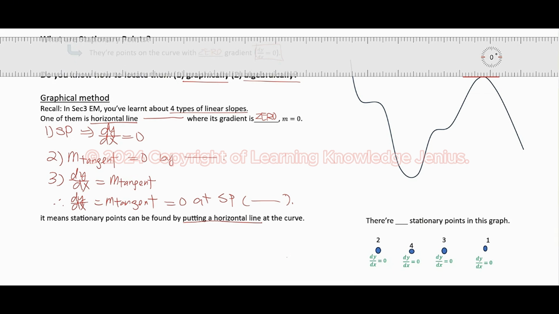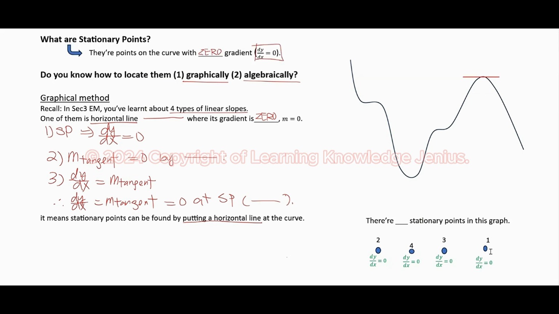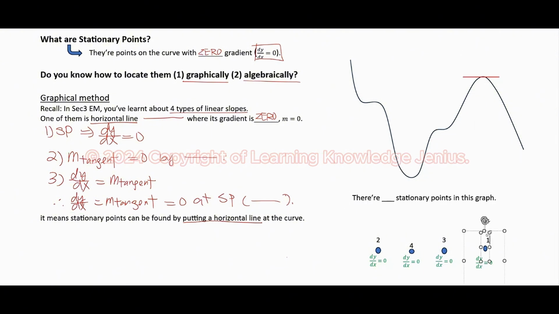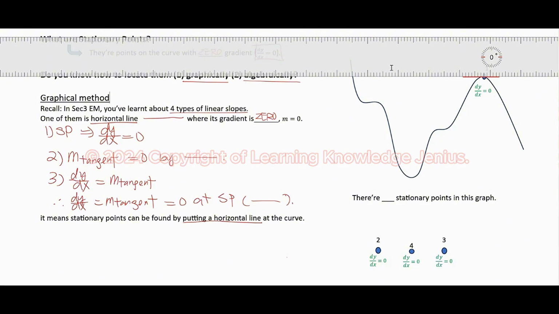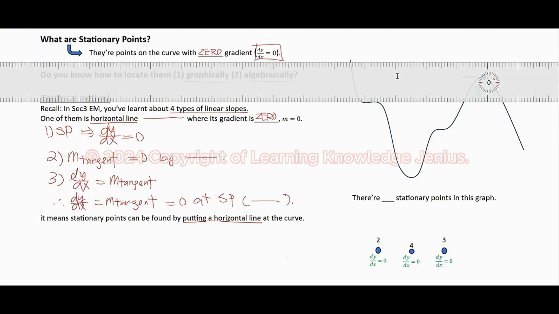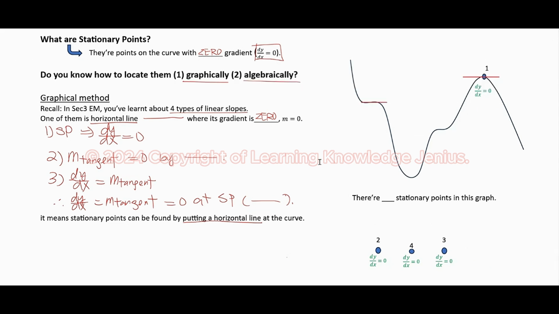So this is how we get our stationary point. And I'm going to label it as point 1 with dy/dx equal to 0. Now let's go back to the process and continue moving downward, and I get my second stationary point, which I will label the same way as point 2.